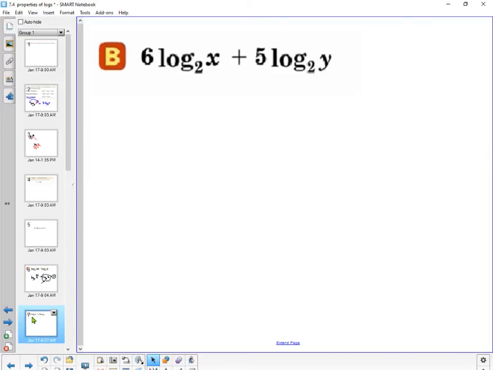Try this. Simplify this, please. Take a look at those 3 rules. See which ones you can use.